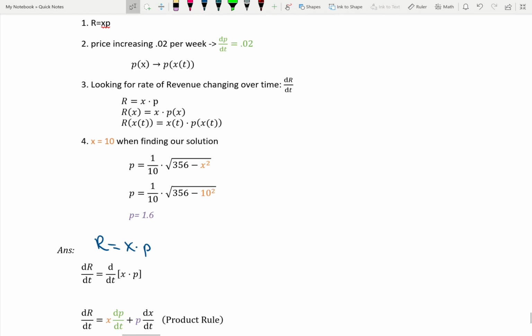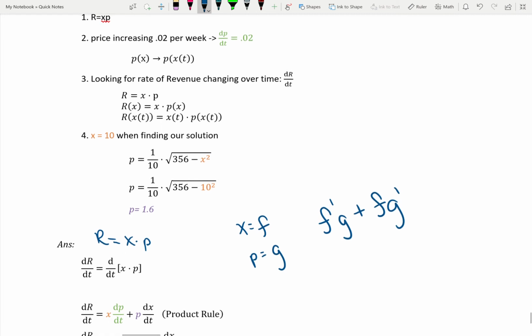So the product rule, if you guys remember, is if x is f and P is g, the product rule says that the derivative of a product would be f prime times g plus f times g prime. Hopefully you guys remember that. So that's what I did here. See, I have f times g prime, and then I have, did I say that right?